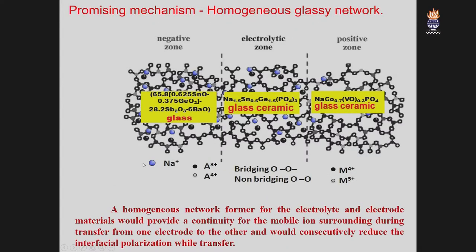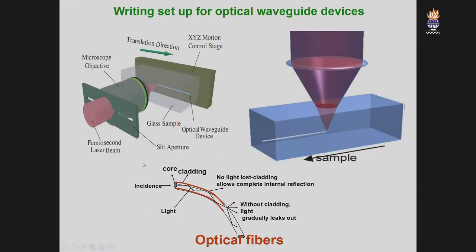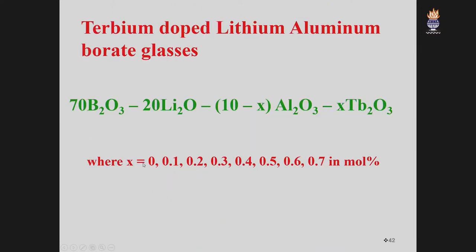So this is, of course, a promising mechanism, a homogeneous glassy network, for the electrolyte and electrode materials would provide a continuity for the mobile ion surrounding during the transfer from one electrode to the other. So these are some of the applications, a rating setup for optical waveguides. So this is our original work.